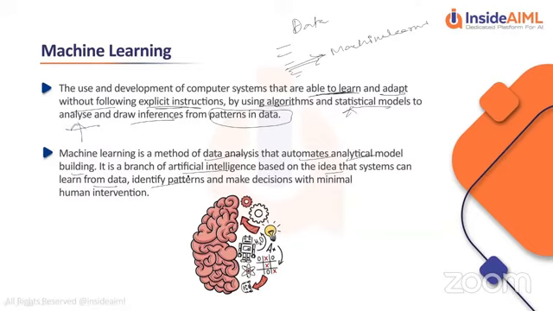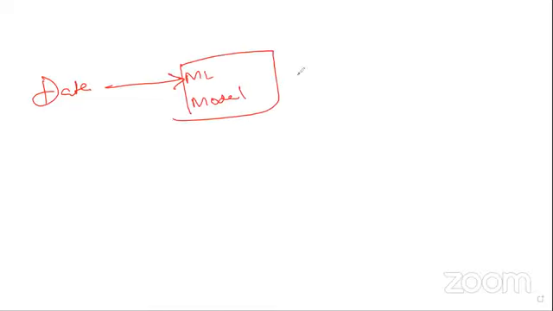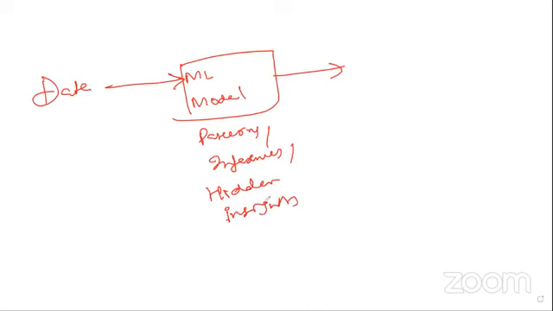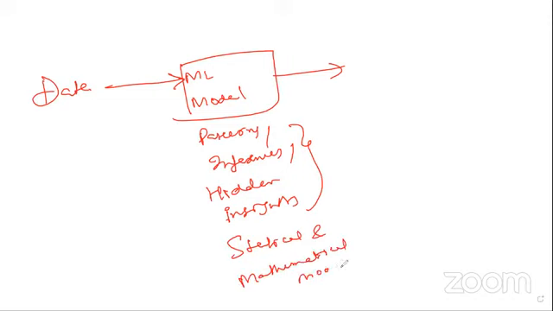So if I am feeding data to my machine learning model, what I expect is that in the back end, the patterns, inferences, or hidden insights are being checked out. Based on these things, we apply statistical and mathematical models so that we can get the results.